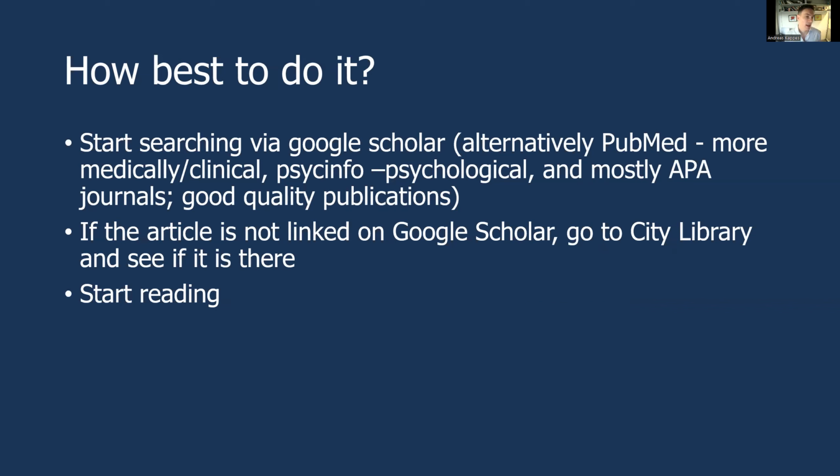I think one thing that's really, really good is PsycInfo, which is a database that has only psychological articles from the APA, the American Psychological Association. And so you will only get really good or relatively good quality articles there. So you won't end up in the International Journal of European Sociology, which then tells us something completely outrageous. If it's not on Google Scholar, go to the City Library to see it. But most articles now are pretty easy to get online, so that shouldn't be a real problem.